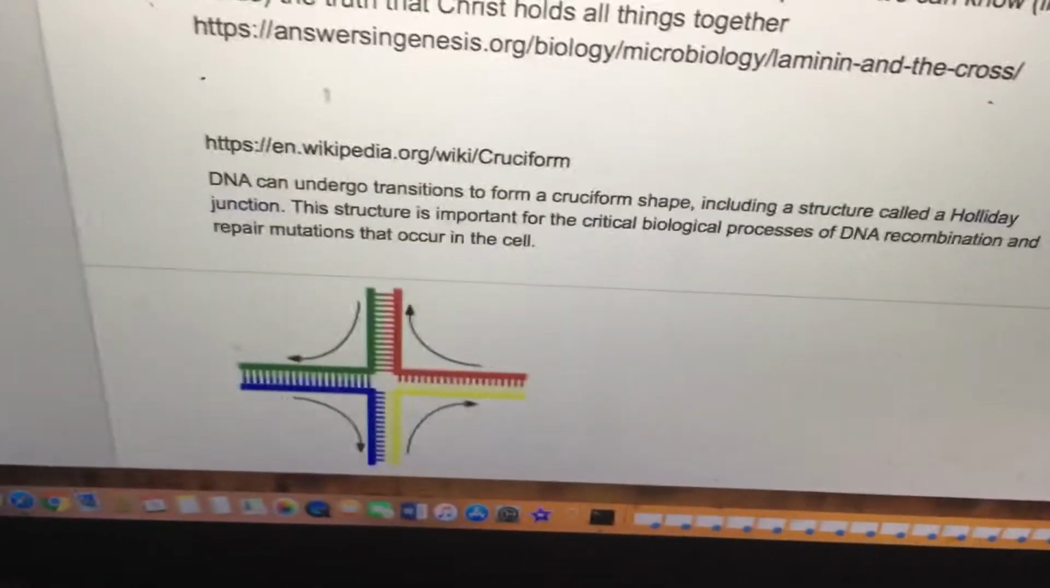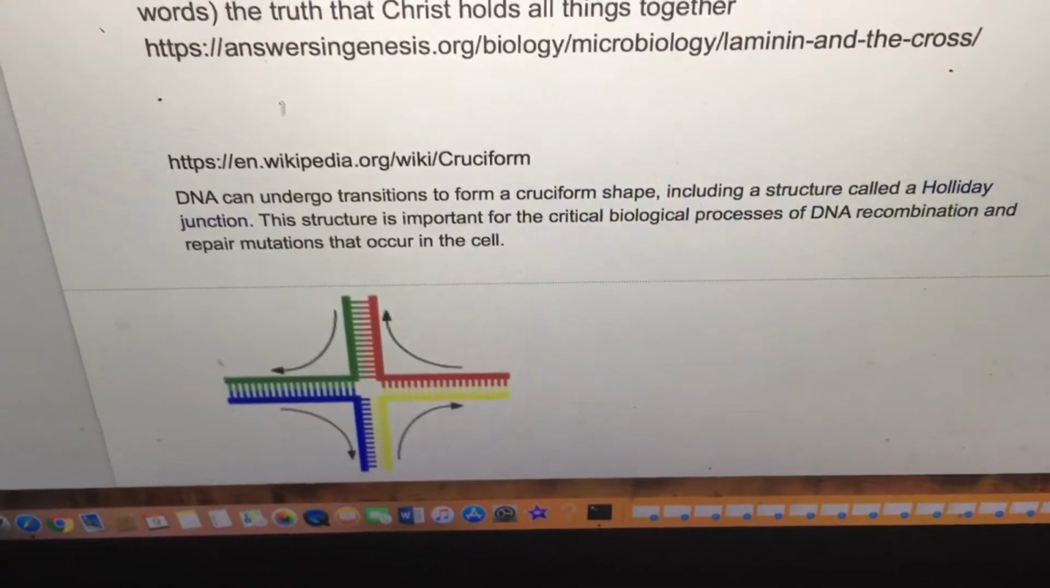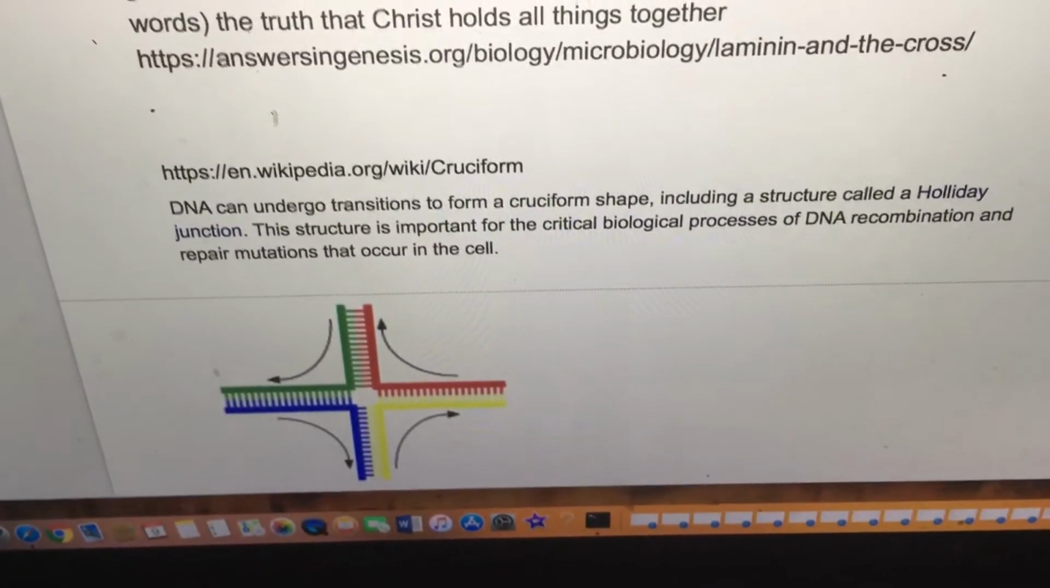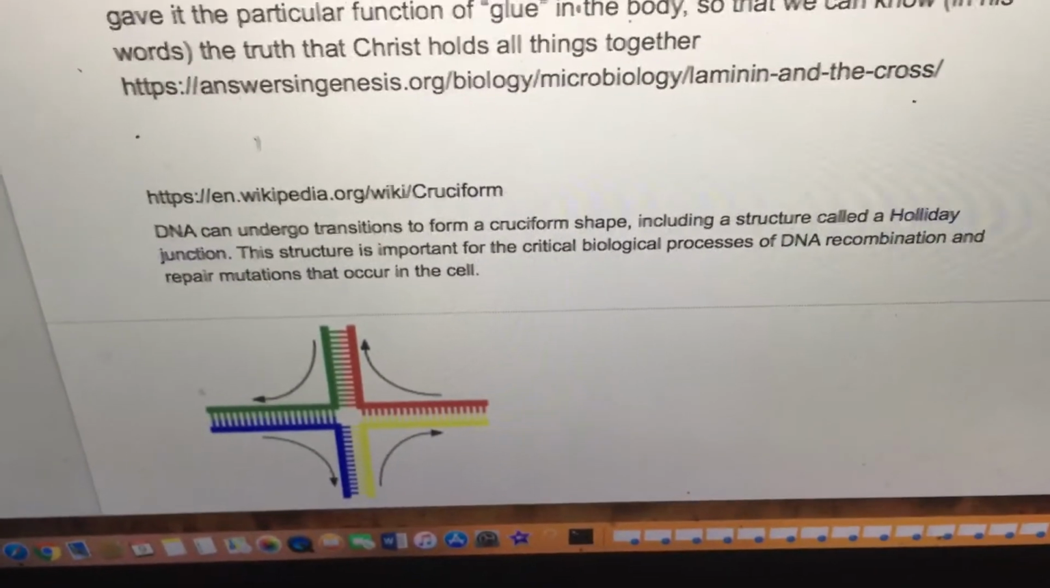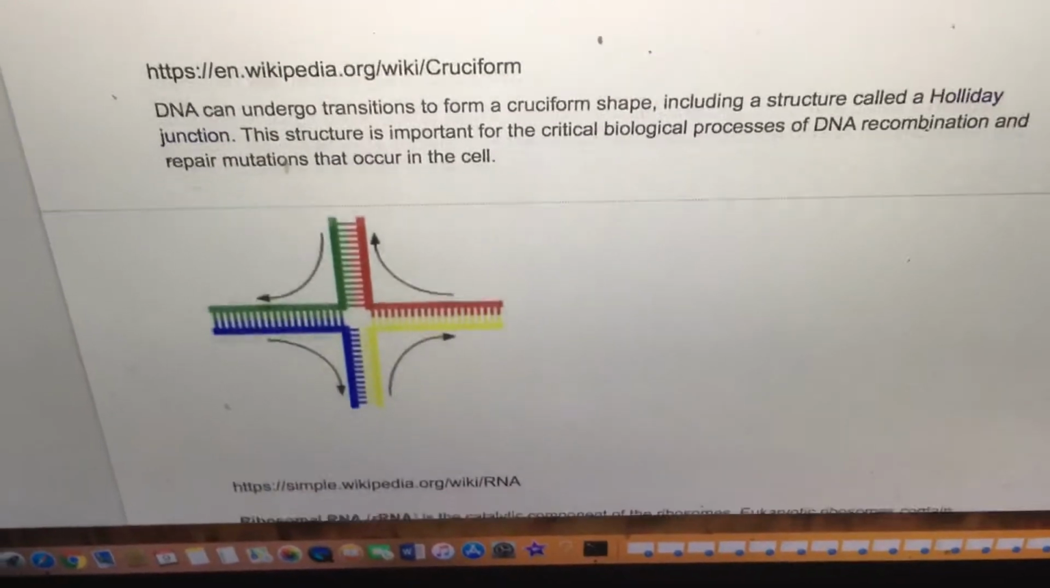DNA can undergo transitions to form a cruciform shape, including a structure called a Holliday junction. The structure is important for the critical biological processes of DNA recombination and repair mutations that occur in the cell.